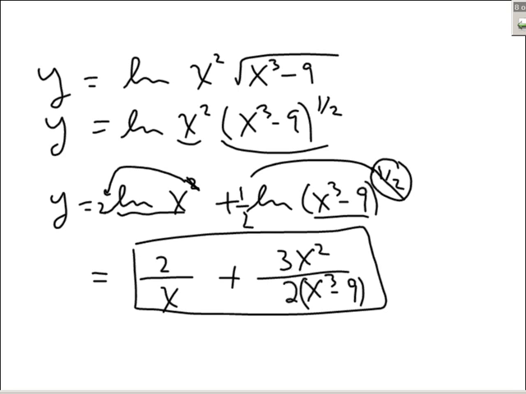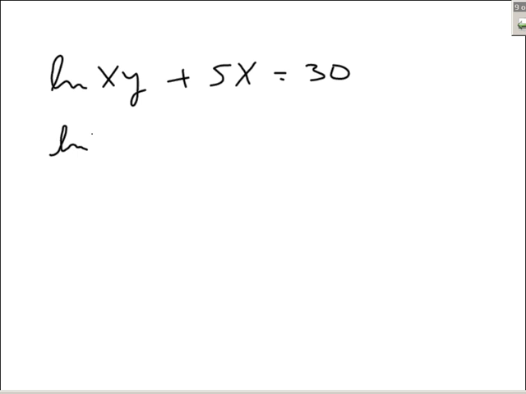Let's do one more problem. An implicit problem. Instructions are to find dy dx. You have ln of xy plus 5x equals 30. Well, I see a product. I see ln of a product. I don't like products anymore. I just learned I don't ever have to do a product rule problem anymore. ln of xy is ln of x plus ln of y. Plus 5x is equal to 30.